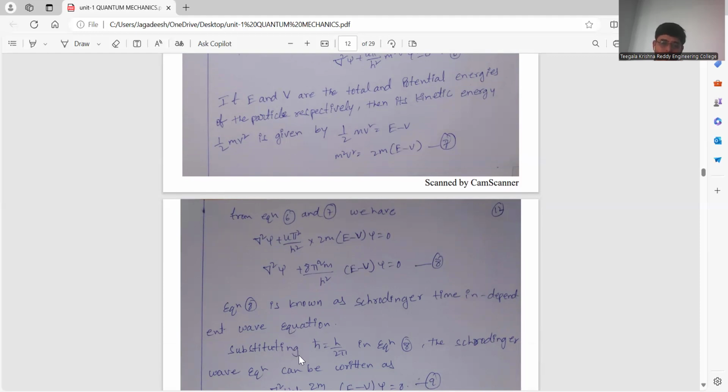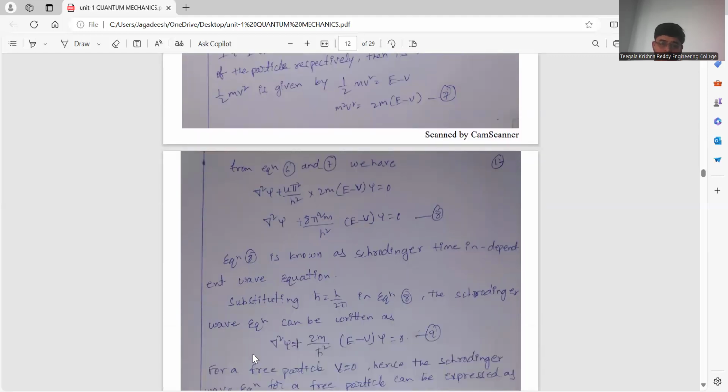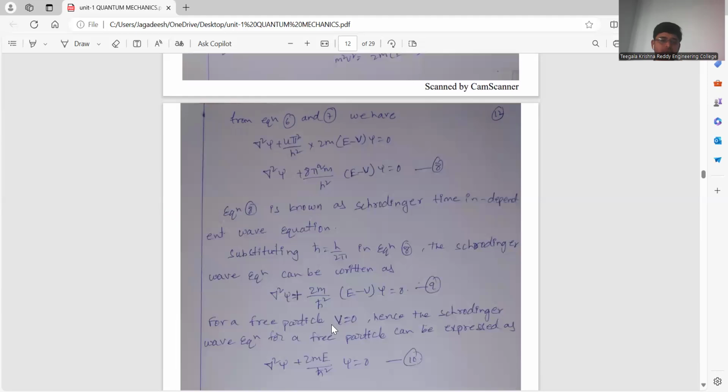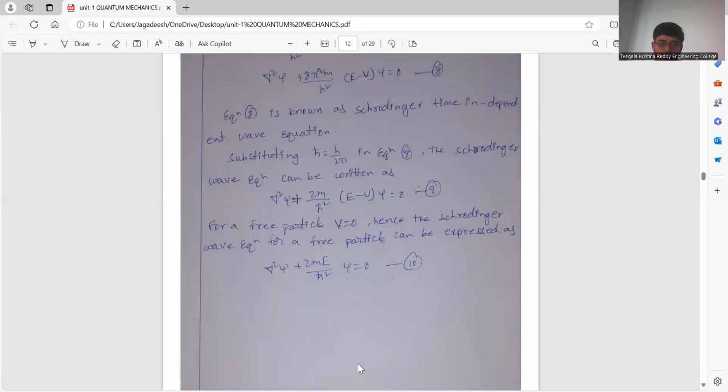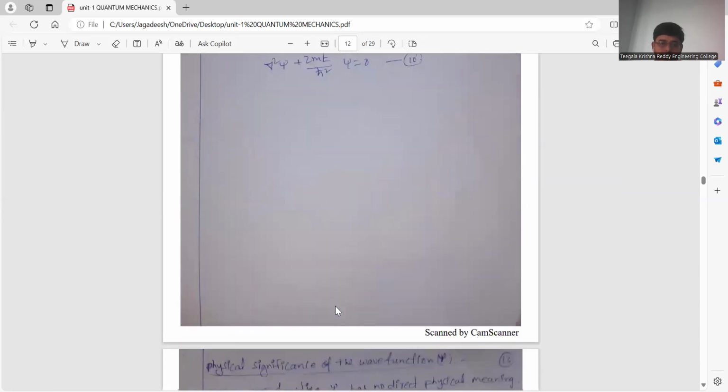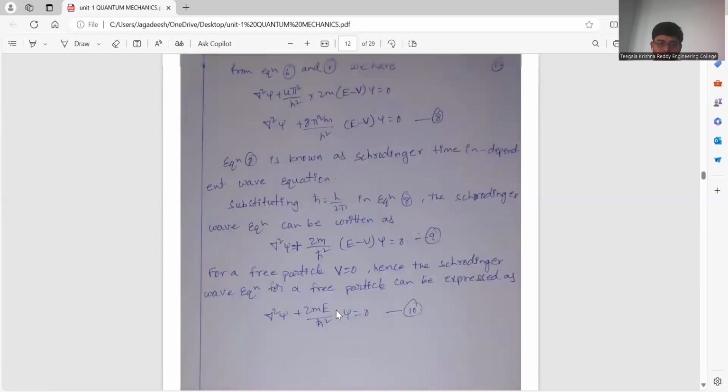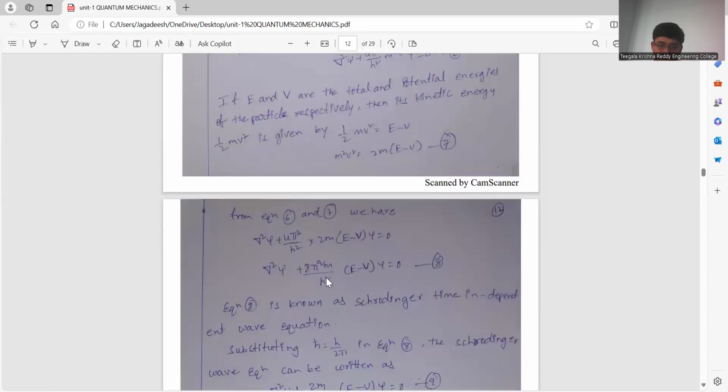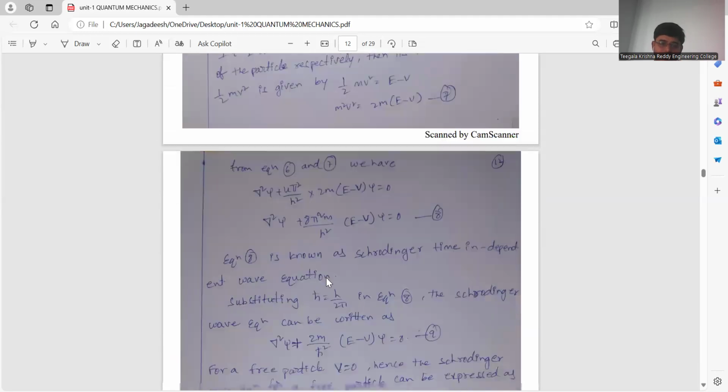Substituting h cut equals h by 2 pi in equation 8, the Schrodinger wave equation can be written as del square psi plus 2m by h cut square (E minus V) psi equals 0. For a free particle, the potential energy V equals 0, and the Schrodinger wave equation for a free particle can be expressed as del square psi plus 2mE by h cut square psi equals 0. That is the Schrodinger time independent wave equation.